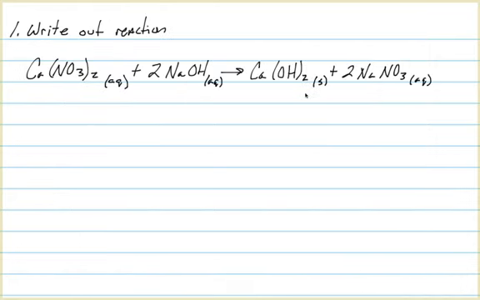The first thing we need to do is write out a chemical equation for this reaction. And we'll see that we get calcium nitrate in the aqueous form is going to react with sodium hydroxide, again in the aqueous form. They're going to form calcium hydroxide solid, and we will also get sodium nitrate as a product, but it's going to stay dissolved in the solution.